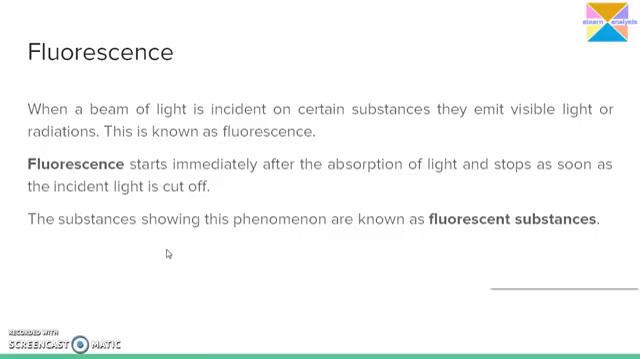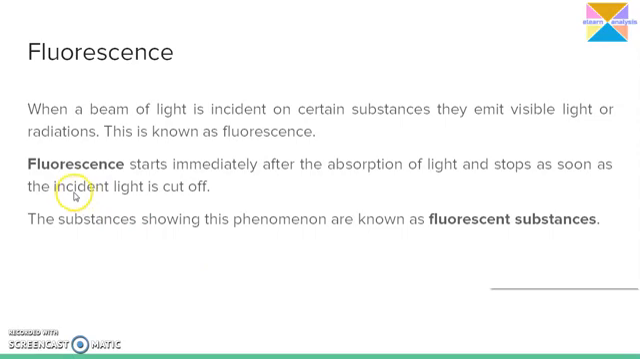Coming to fluorescence, as I have mentioned, when a beam of light is incident on certain substances, they emit visible light or radiations, and this is known as fluorescence. The entire phenomenon of emission of light we call fluorescence, and the substances showing this phenomenon we call fluorescent substances. Basically, this emitted light is of longer wavelength compared to the radiation used for the excitation or absorption process.